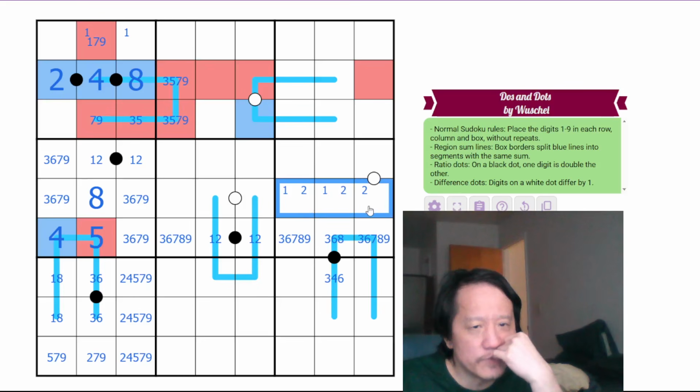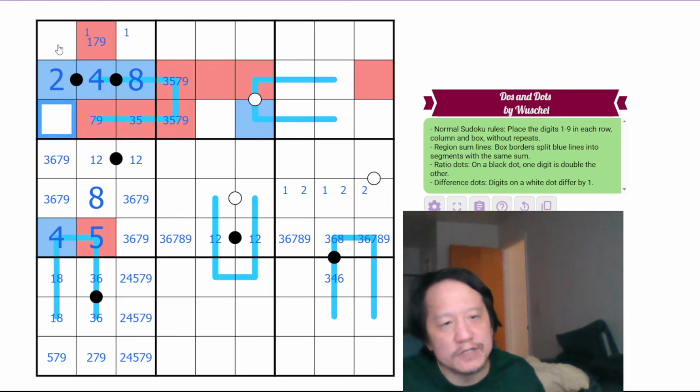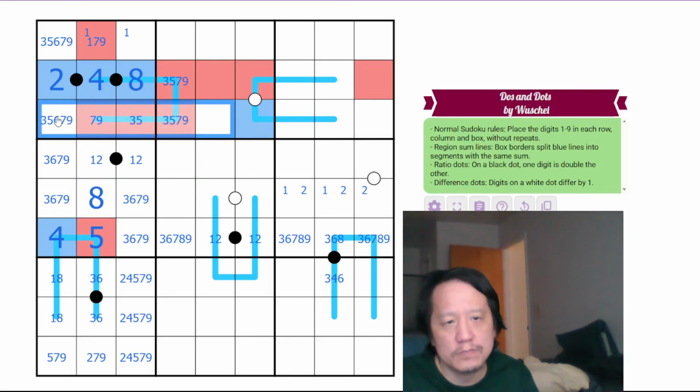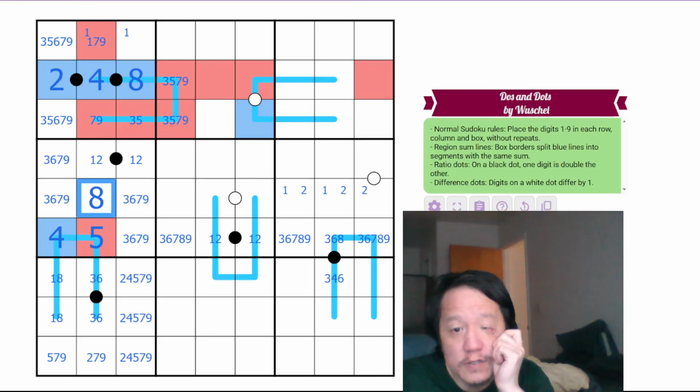Okay, what else do we have? Remaining digits of column 1. Could be 3, 5, 6, 7, or 9. Okay. Eight is even.